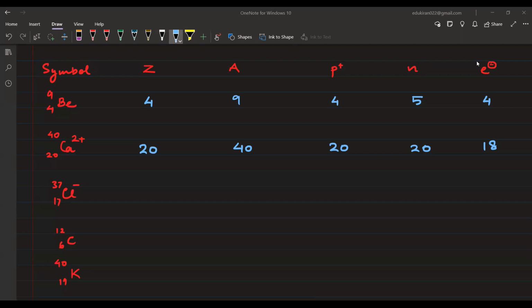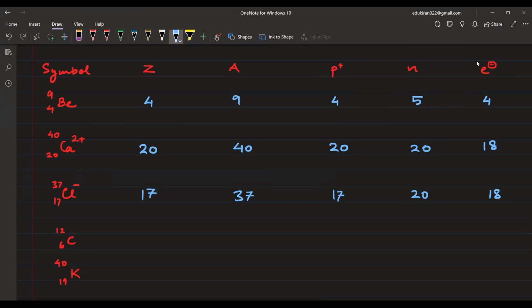Okay, for this one tell me what is the Z? 17. What is the A? 37. What is the P? Protons, 17. Neutrons, 20. And electrons? 18. No, 16. Negative means gain of electron, Aisha. 18. Correct, Fahad. Very good. Keep on.